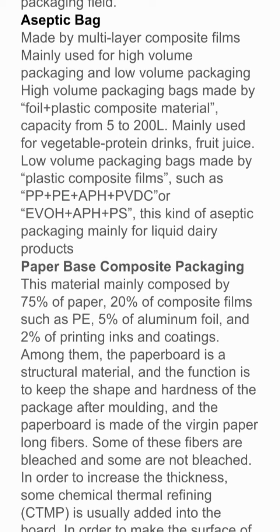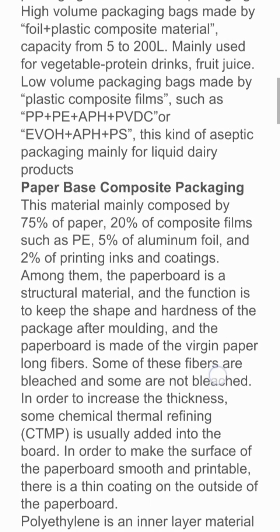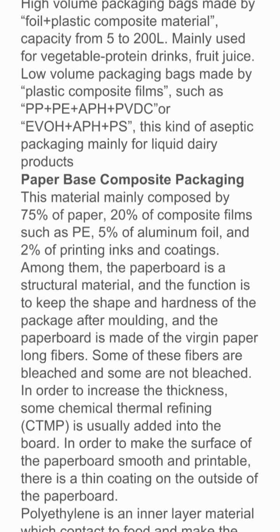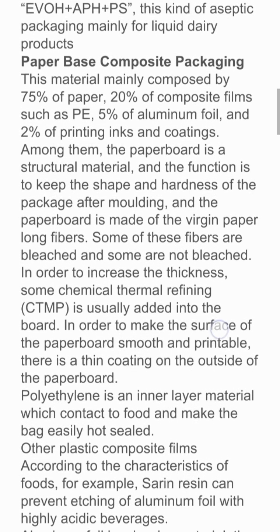High-volume packaging bags are made by foil plus plastic composite material, with capacity from 5 to 200 liters. Mainly used for vegetable protein drinks and fruit juice. Low-volume packaging bags are made by plastic composite films, such as PP plus PA plus APH plus PVDC or EVOH plus APH plus PS. This kind of aseptic packaging is mainly for liquid dairy products.